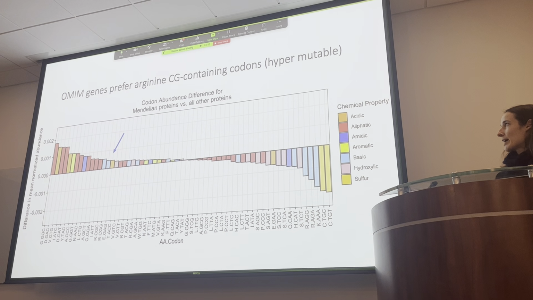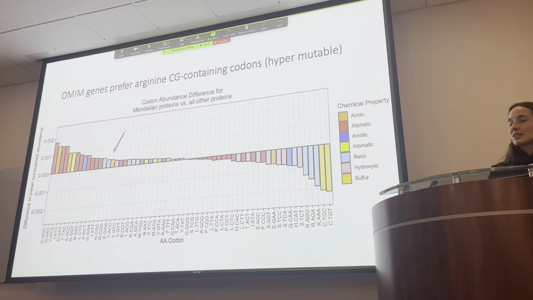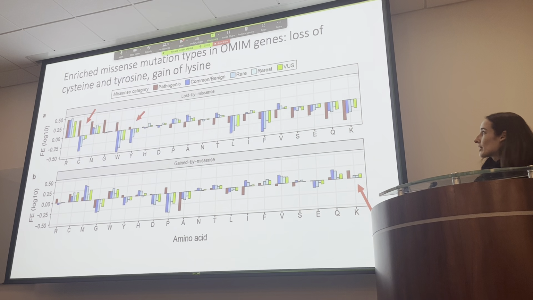So why does that matter? Well, the abundance of codons, like we saw with the central dogma, is going to influence what missense mutations are possible in these genes. So the next thing after understanding these abundance features was to look at the enrichment of missense mutations that are known to be pathogenic and known to be benign in OMIM genes. So here are the results.